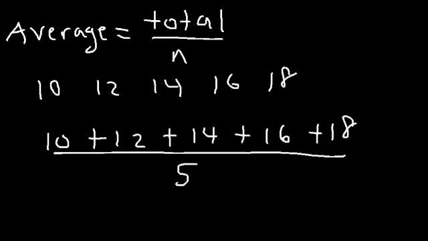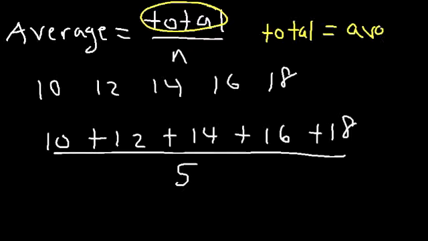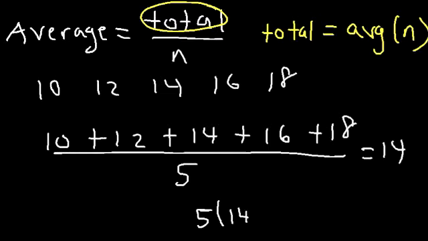Now, sometimes you may need to know what the total value is. The total value is equal to the average times n. Let's calculate the average. 10 plus 12 plus 14 plus 16 plus 18 divided by 5 is 14. So the average is 14. Also, 5 times 14 is 70. And 70 represents the sum of the 5 numbers.